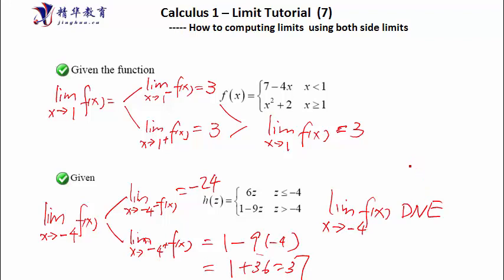That's how to compute the limit of a conditional function by using the both-side limit. Make sense? I hope you understand this.